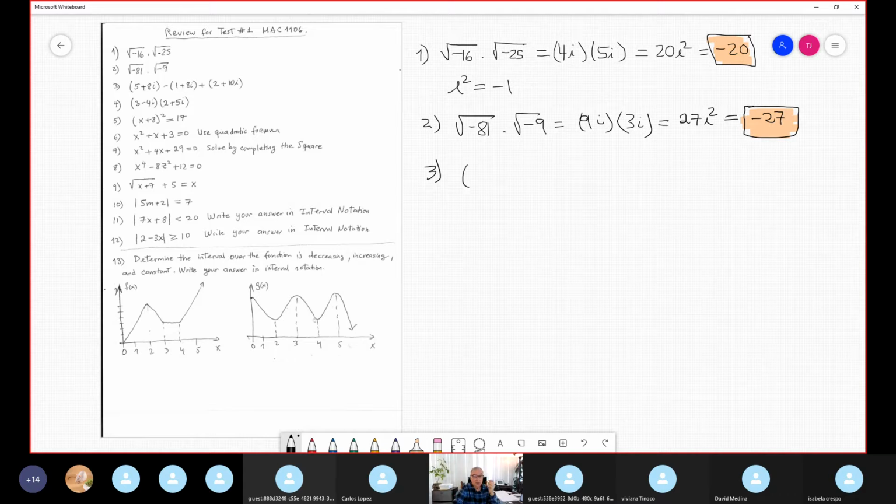You have 3 complex numbers: 5 plus 8i, minus parentheses 1 plus 8i, plus parentheses 2 plus 10i. The only thing you should do is remove the parentheses. So 5 plus 8i minus 1 minus 8i, because this negative affects everything inside the second complex number, no? And this stays the same. And the rest is combined, real, imaginary, real.